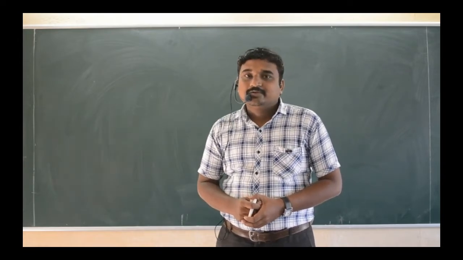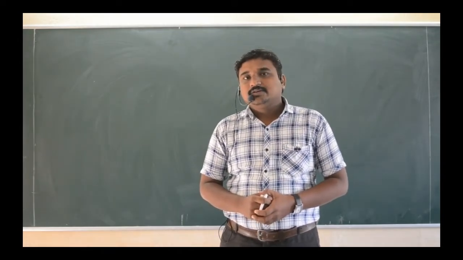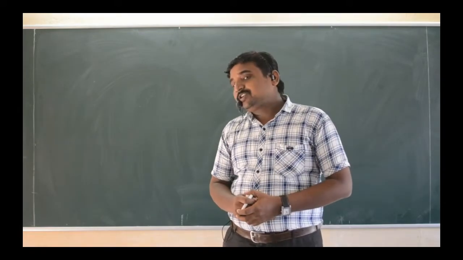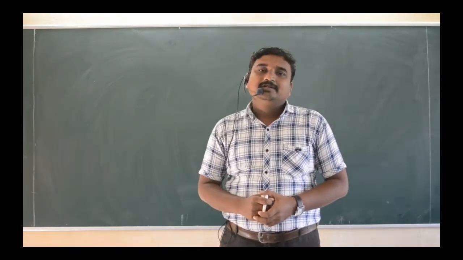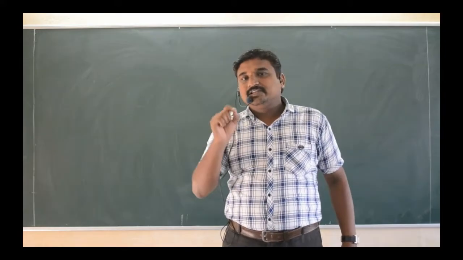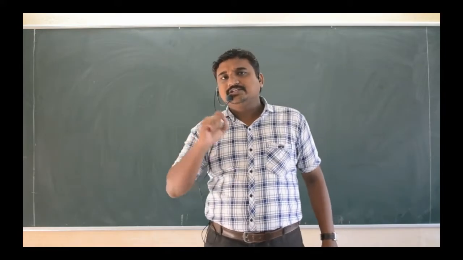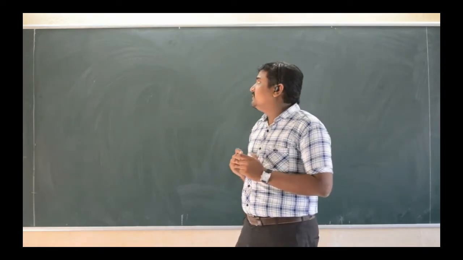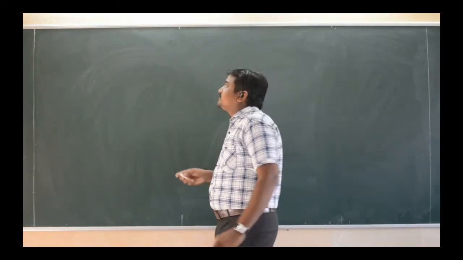So in the last class we discussed the reduction reactions: Clemmensen reduction and another reaction, Wolff-Kishner reduction. Here the carbonyl group, C double bond O, is reduced to a CH2 group. So those are the reduction reactions. Now I will move on to the oxidation reactions.